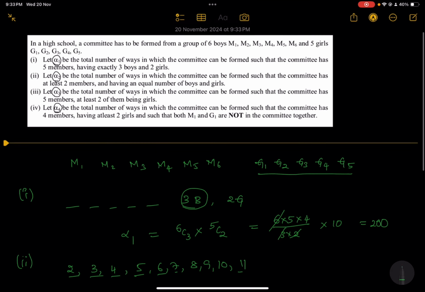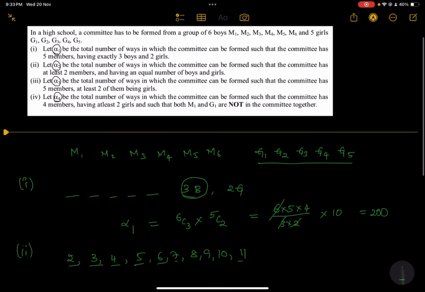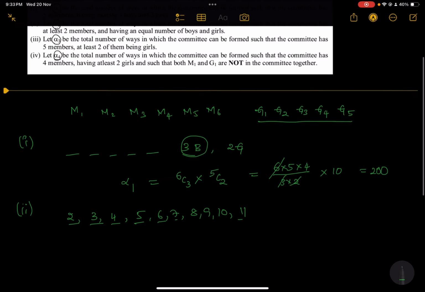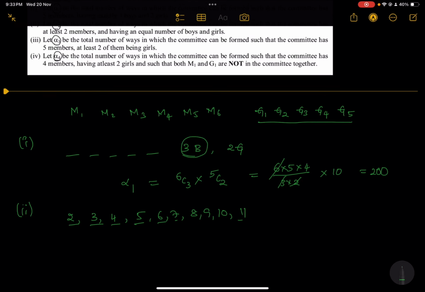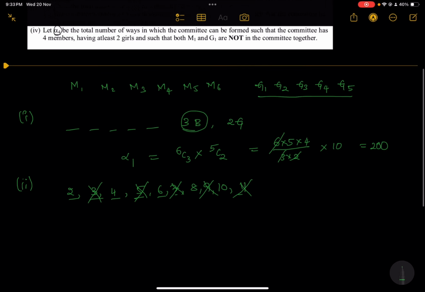And it should have an equal number of boys and girls. So if the boys and girls are equal, it cannot be 3. The committee cannot have 3 members. Also the committee cannot have 5 members because the number of boys and the number of girls are equal. So 7 is also not possible, 9 is also not possible and 11 is also not possible.